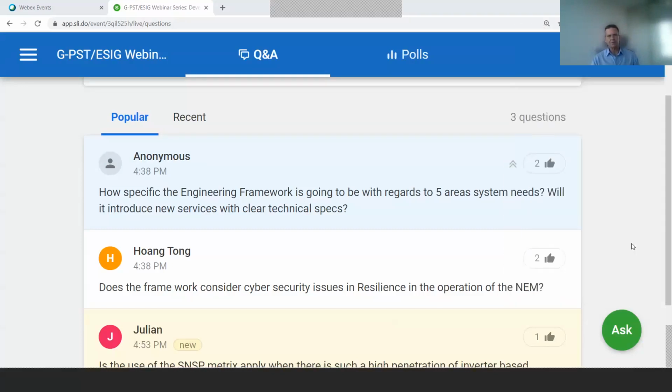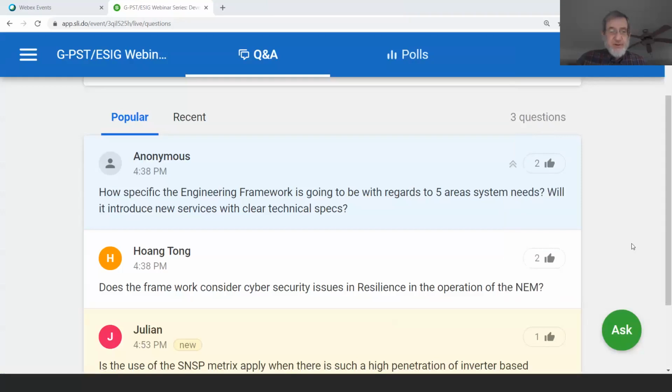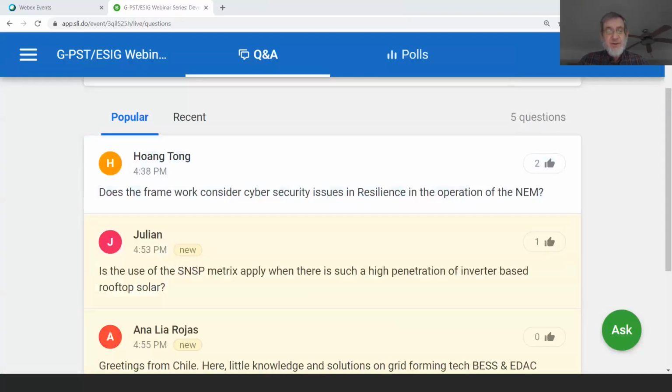Okay, let me jump down to the bottom and ask a question related to the previous one. And that was from Julian. Is the use of the SNSP metric, does it apply when there's such a high penetration of inverter-based rooftop solar? I haven't thought about that one before.